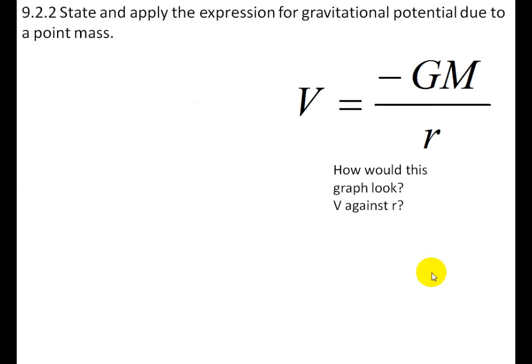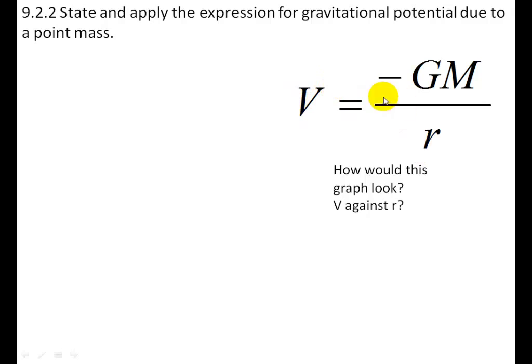State and apply the expression for gravitational potential energy due to a point mass. So this is basically the equation. This is the formula: V is equal to minus GM over r. What would this graph look like of V against r?